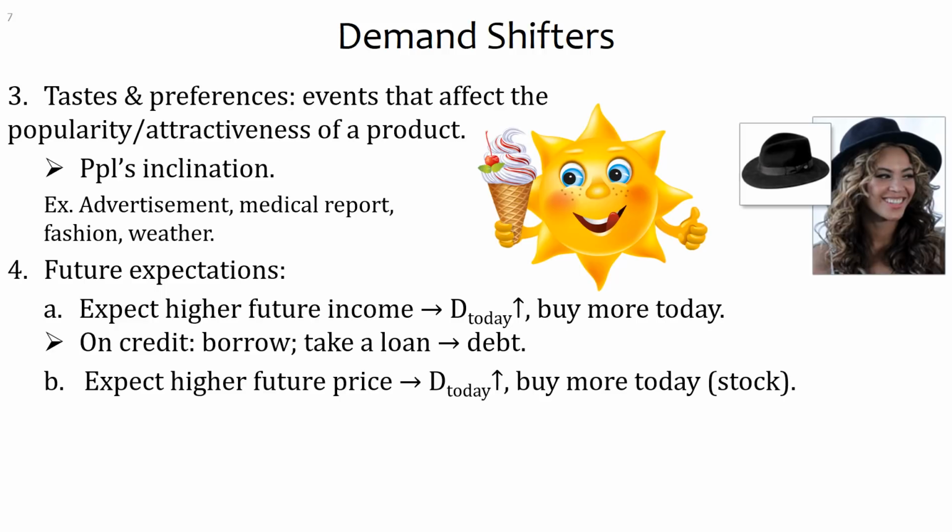Another type is expecting higher future price. If you know the price of something is going to rise in the future, you're going to buy more today and you're going to stock it.